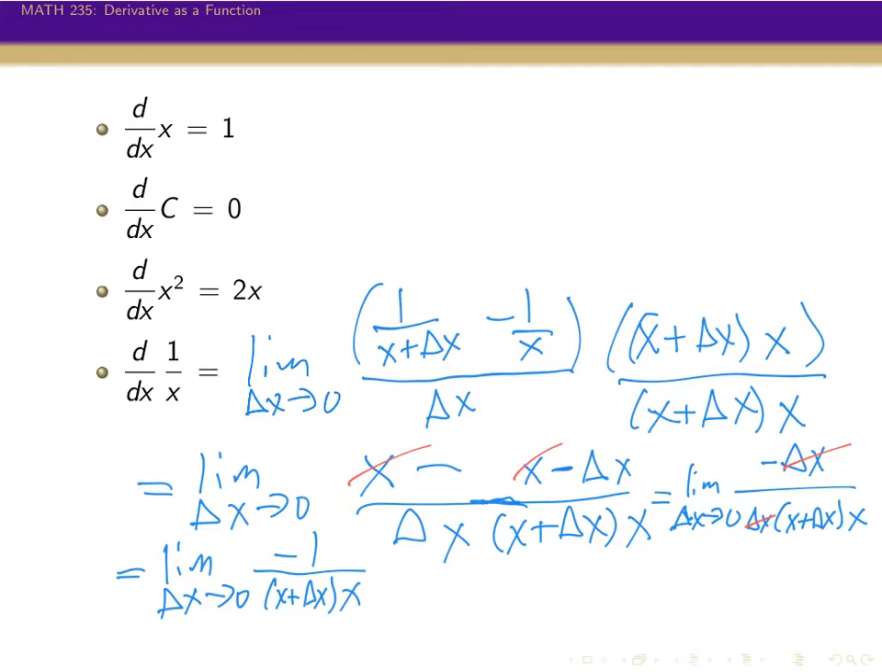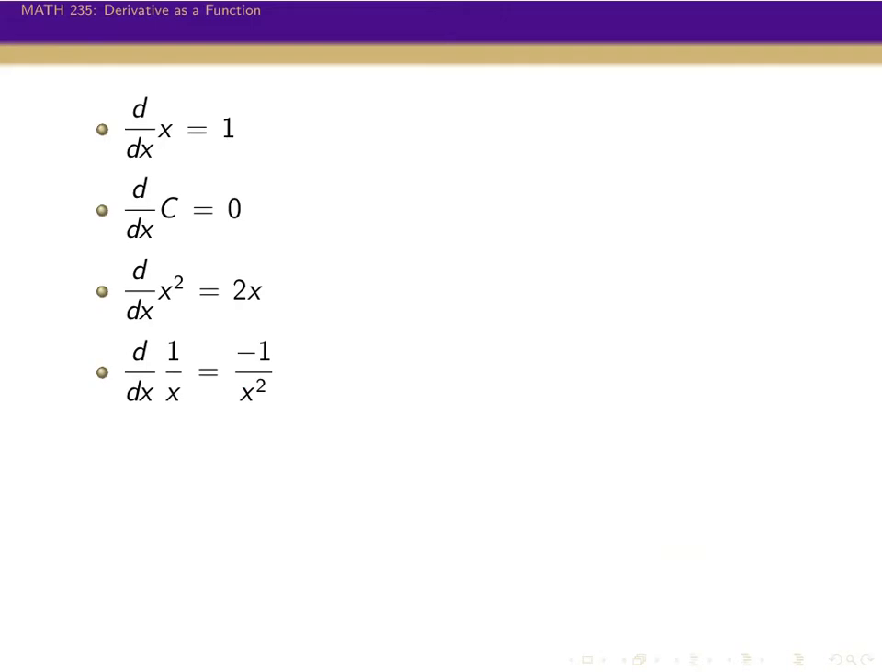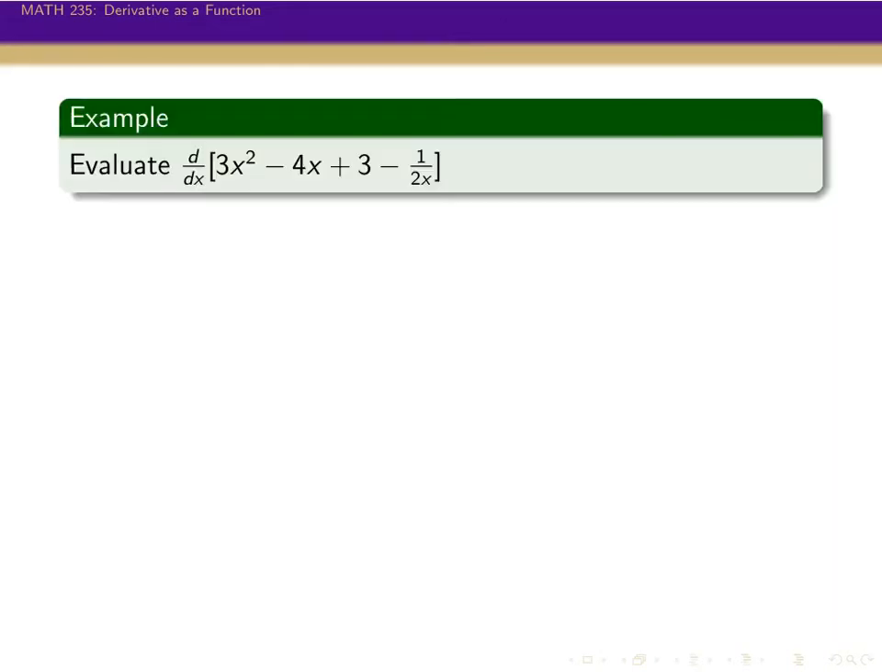And now I can take delta x going to 0. I can run through the limit because there's my only delta x. It's going to 0, and I'm going to be left with minus 1 over x squared. And that's my answer, that's my value of the derivative. So the derivative of 1 over x is minus 1 over x squared.